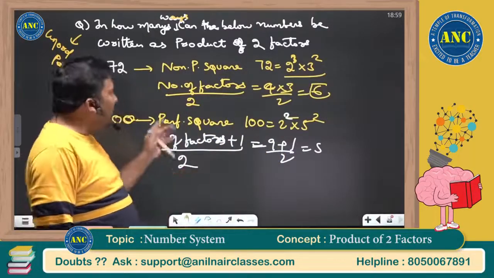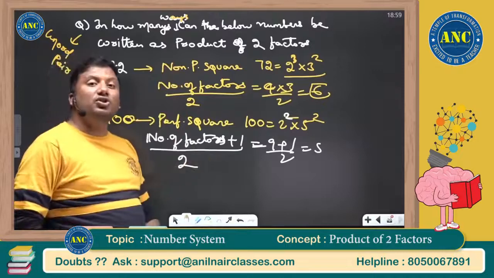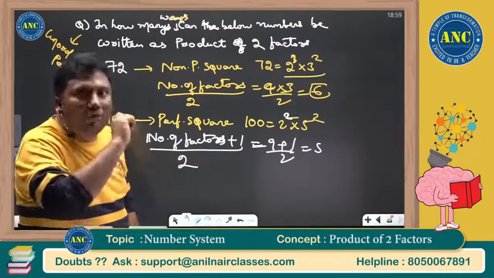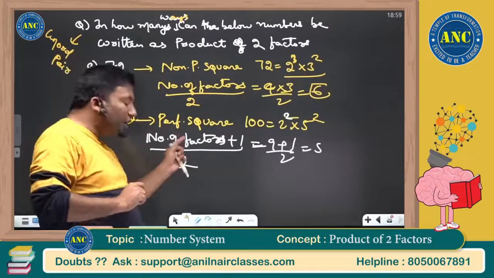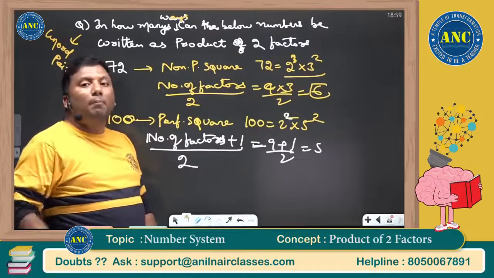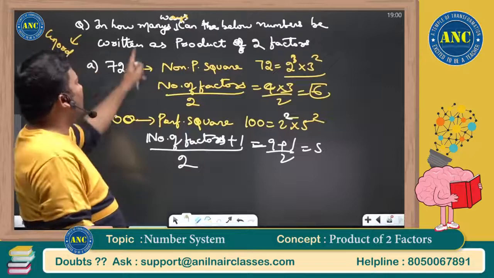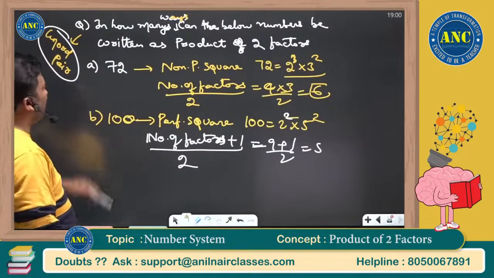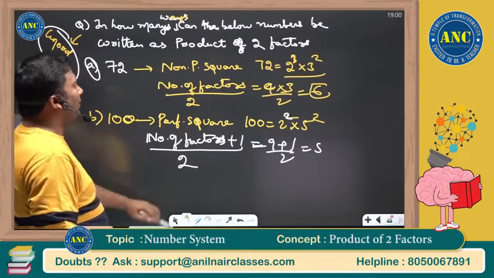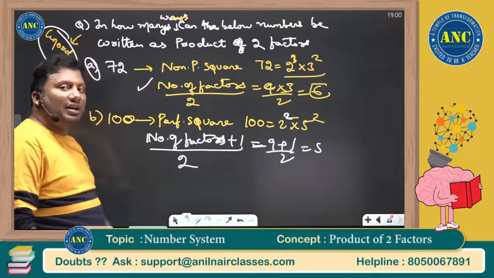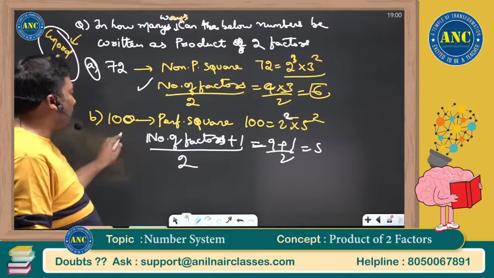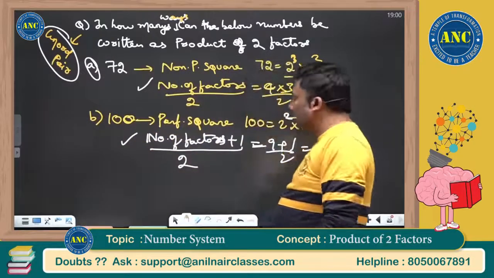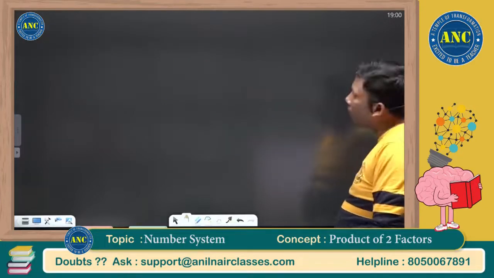By default, is the word distinct present in the question? Distinct is not present in the question. If the word distinct is present in the question, I would have used number of factors minus 1 by 2. Since the variables are not present in the question, it is an unordered pair. Because it is a non-perfect square, it is number of factors by 2. If it is a perfect square, number of factors plus 1 by 2. I hope the idea is clear.